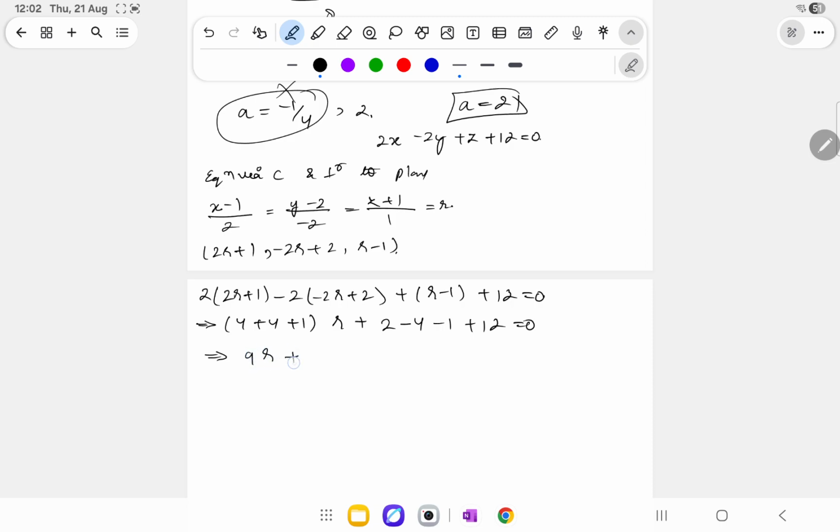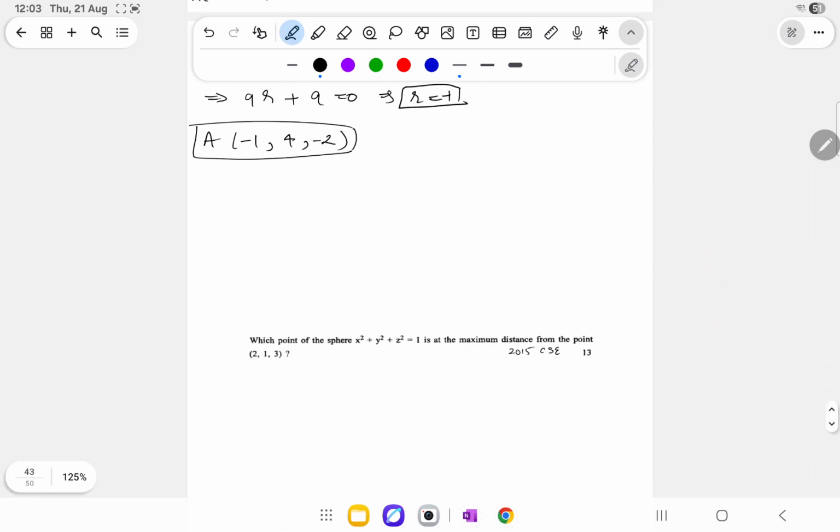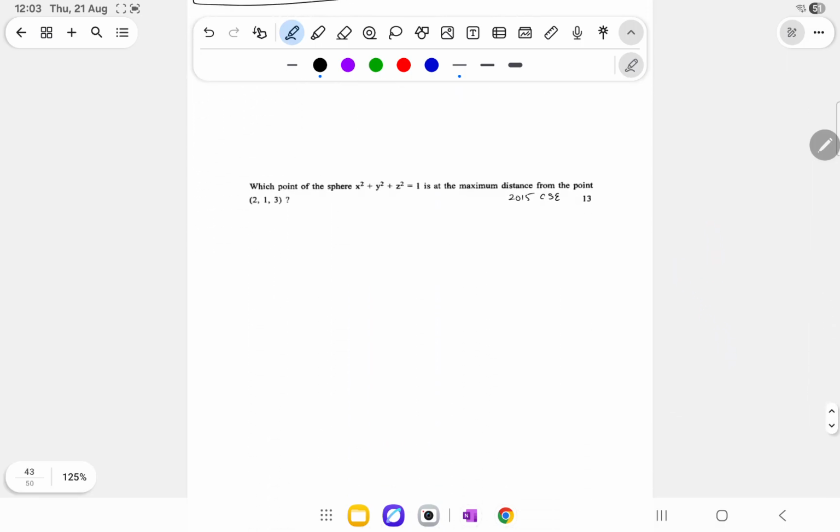So from here we'll get 9r plus 12 plus 2, 14 minus 4, 9 equals 0. So from here I got my r as minus 1. So my point of contact, let us name it as A, will be minus 1 comma 4 comma minus 2. So this is my point of contact of the tangent and the sphere. So let's move on to the next question.